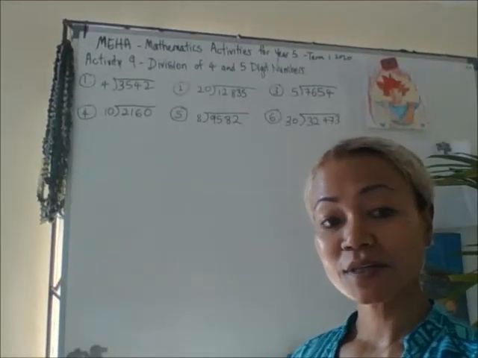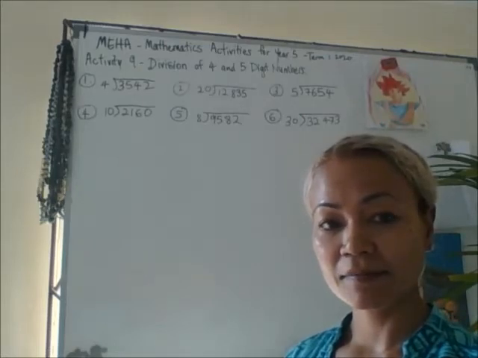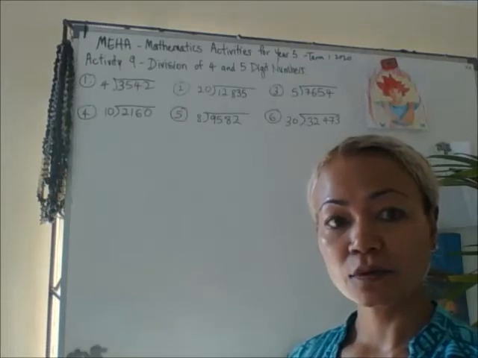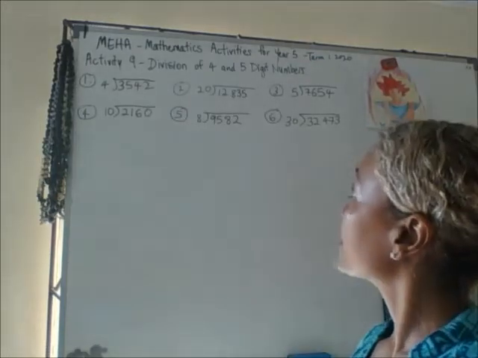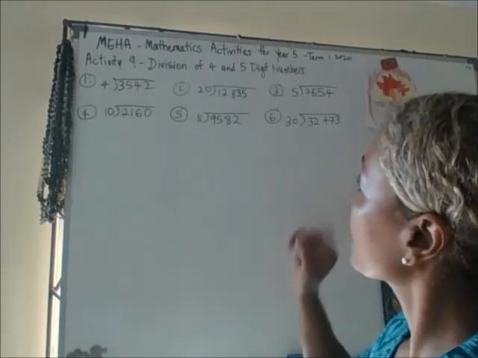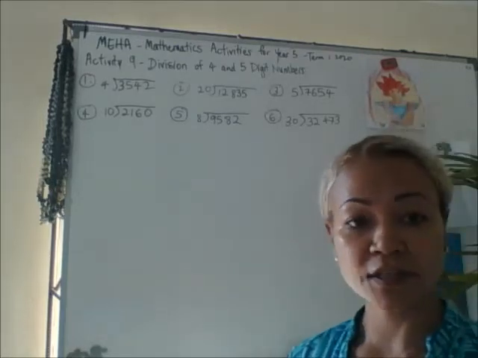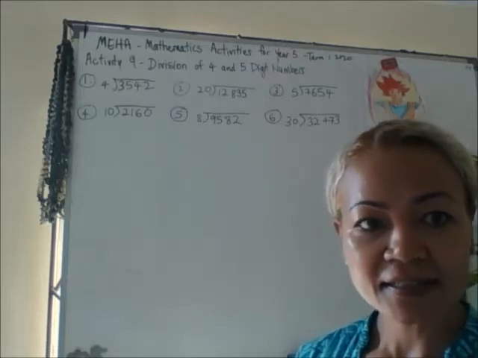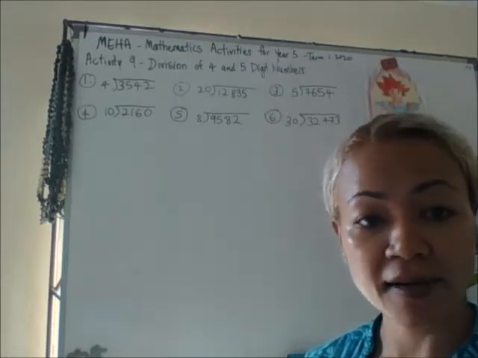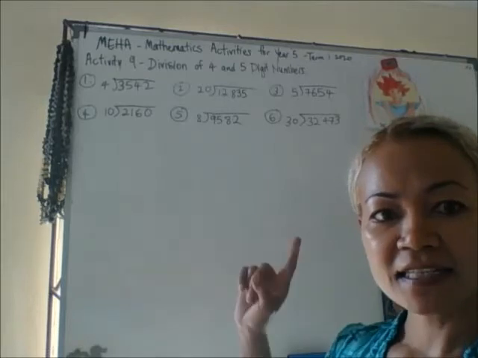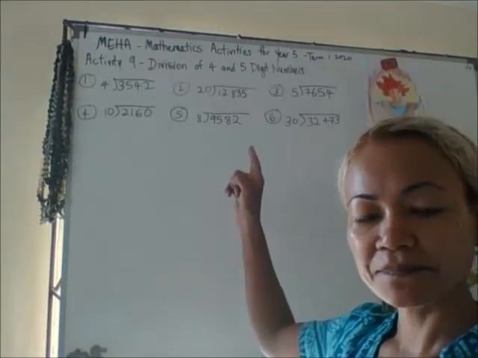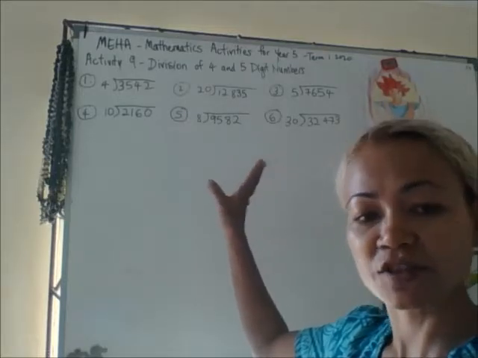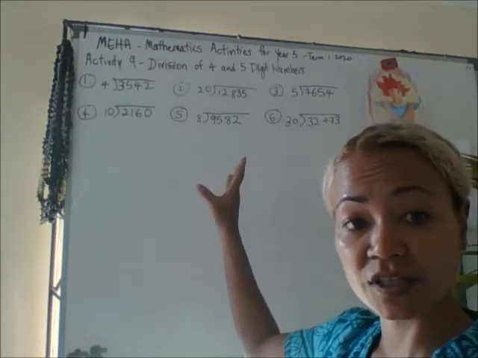Okay, the Ministry of Education's activities on their website. This is mathematics for year 5. So I've written up there mathematics activities for year 5 for term 1 of this year, 2020. And activity 9, which is division of 4 and 5-digit numbers. I've written up the 6 long division problems that they have on the activity sheets online.